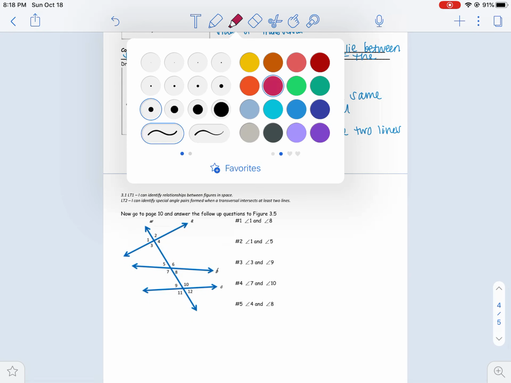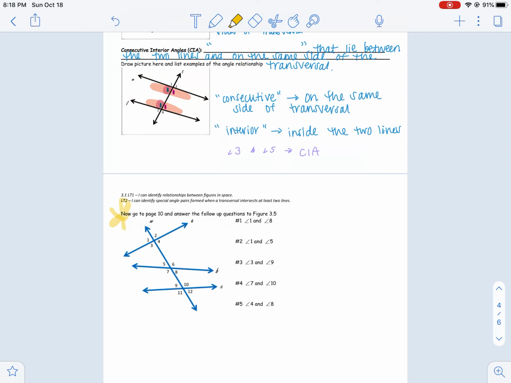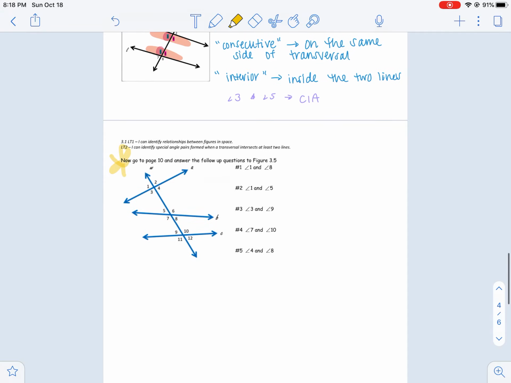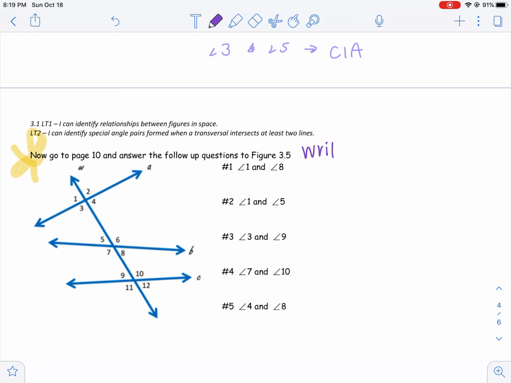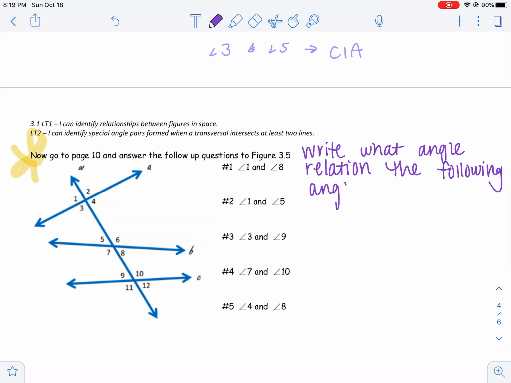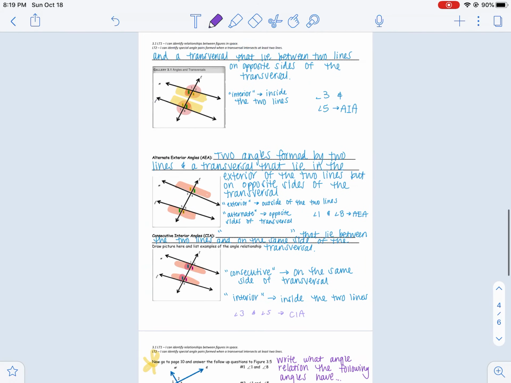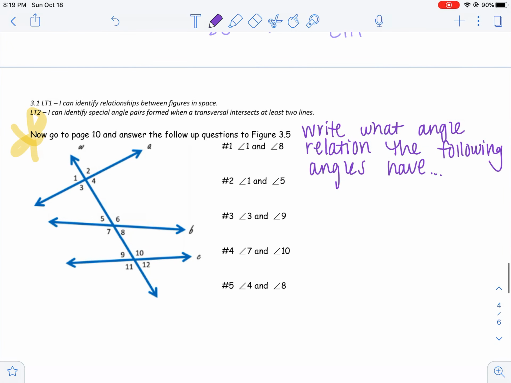Okay? Now, you all can check out page 10. It is exactly this, okay? All I'm asking you to do is write what angle relation the following angles have. Okay, so you can abbreviate like we did up here. Okay, so I'm going to look at, and I'll do the first one with you, but after that, no.